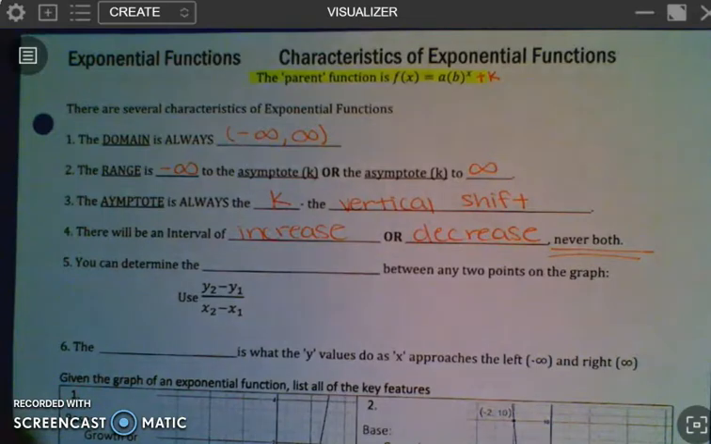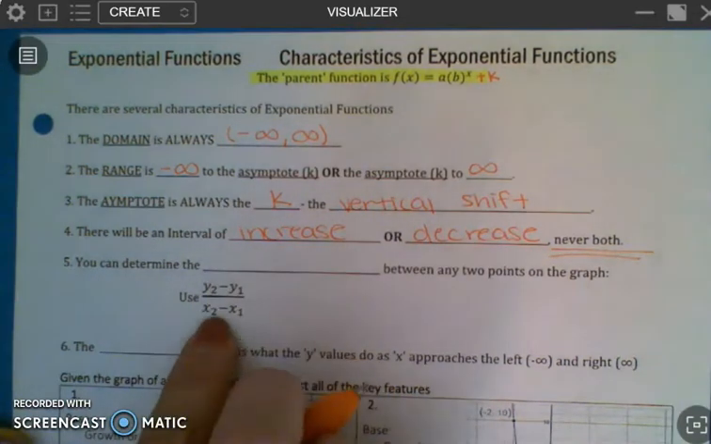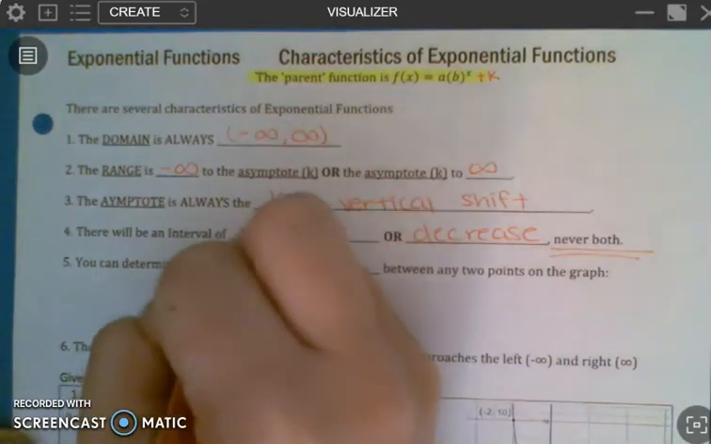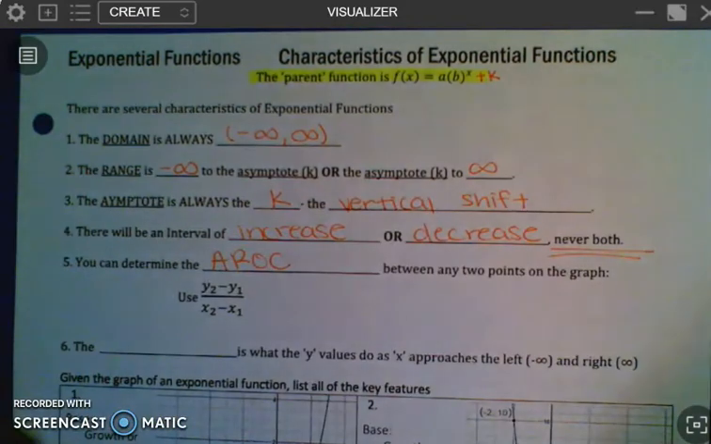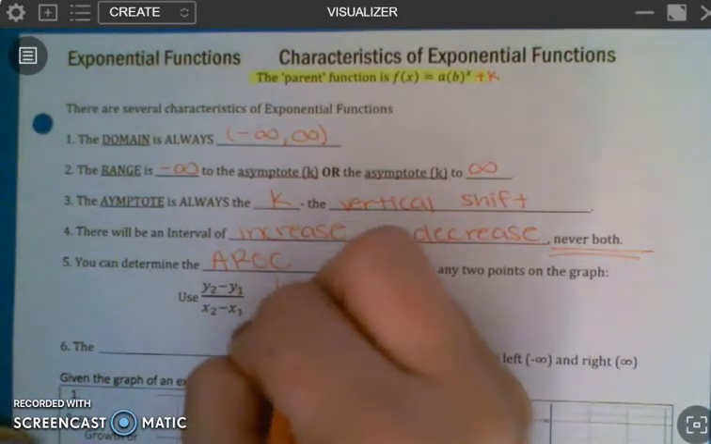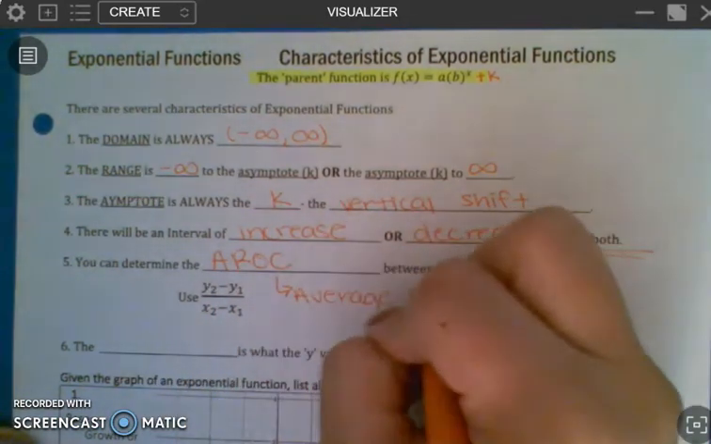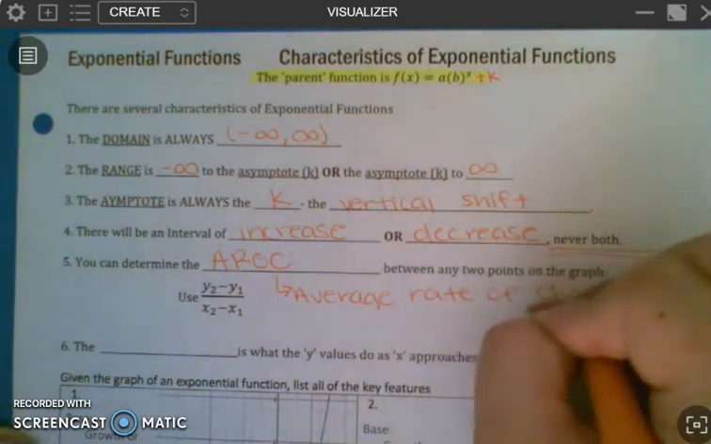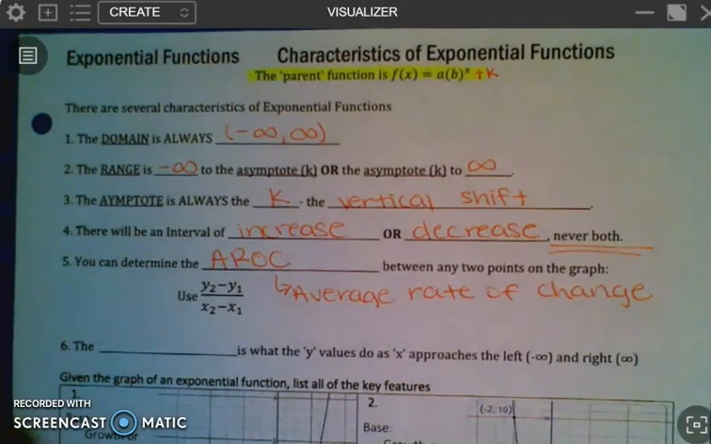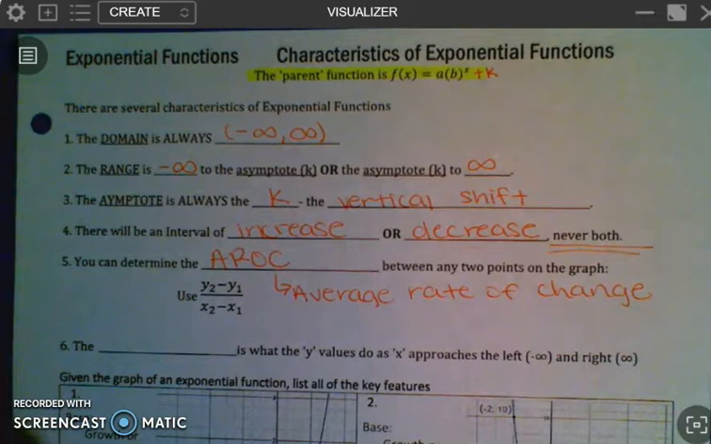And then finally, you can determine the average rate of change between any 2 points on the graph using this formula. So that's your slope formula. Your average rate of change is AROC, which stands for average rate of change. For this, it's similar to when we did our linear functions, when we found our average rate of change, your slope. In this case, though, it's not a straight line. So that's why it's called average and not slope, because you're averaging the 2 points together.